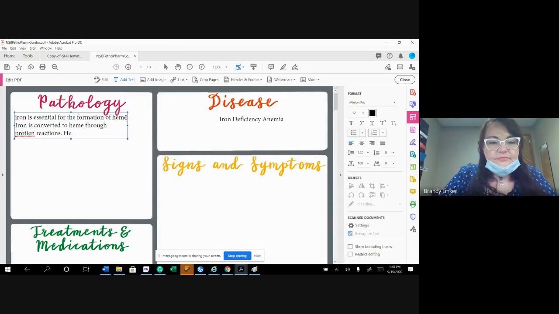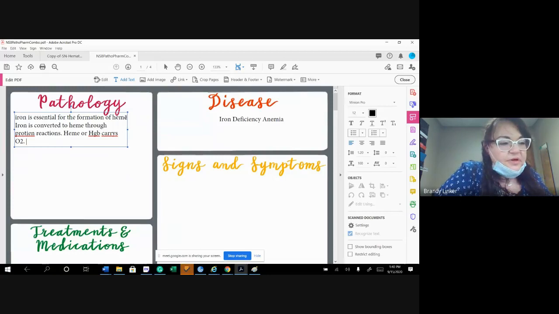Heme, or hemoglobin, carries oxygen. Thus, without the iron, the red blood cell cannot carry O2. Heme takes up most of the volume of a red blood cell, so without it, the red blood cell is small.